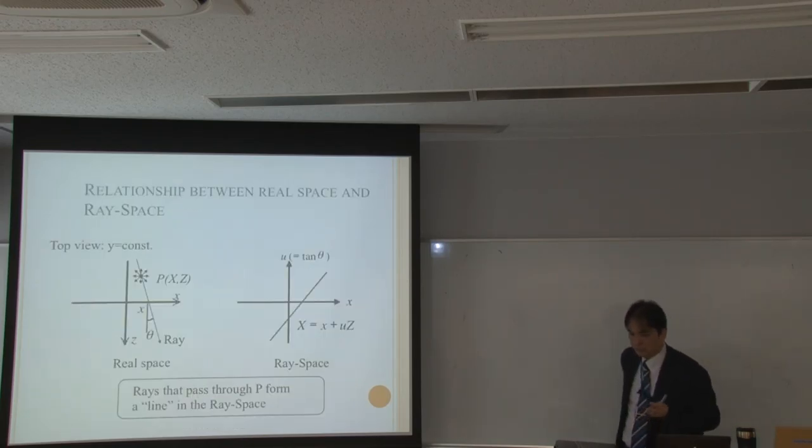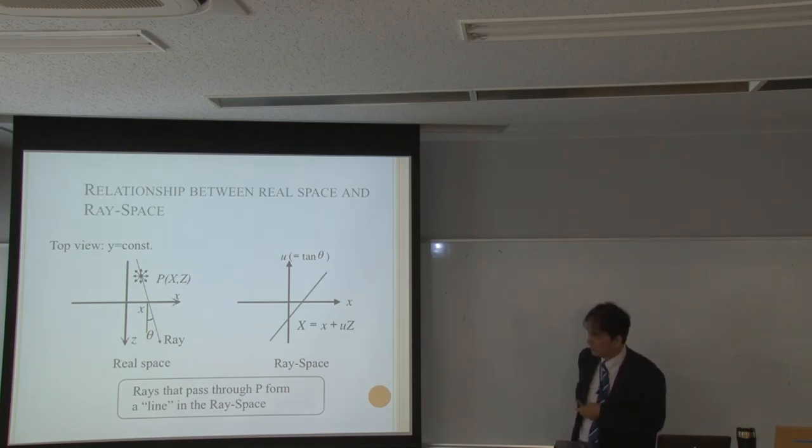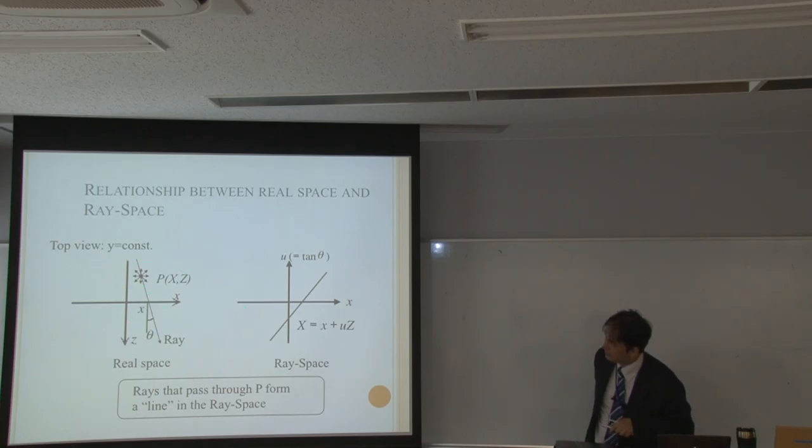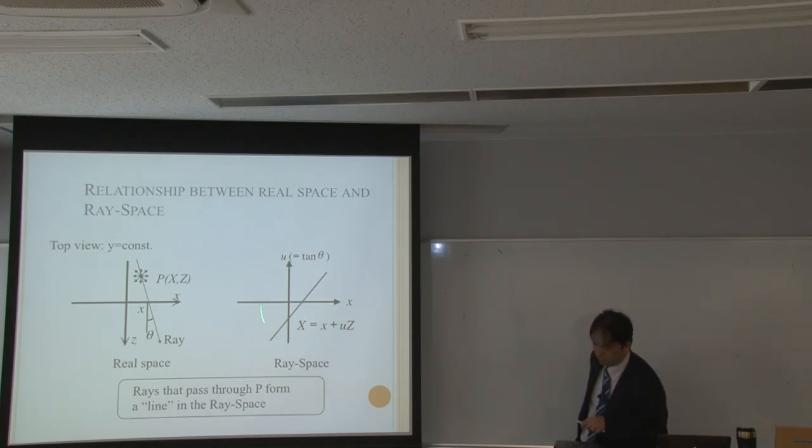Let's look at the relationship between real space and ray space. This is real space, a top view of real space, with y equal to constant. As I said, one light ray can be parameterized using this intersection point and this direction. In this top view, x and theta determine one ray. So it can be mapped to ray space here, x and theta. The theta is converted using tangent, so in the x-u plane it is just one point. One light ray corresponds to one point in ray space. This is the relationship, okay?